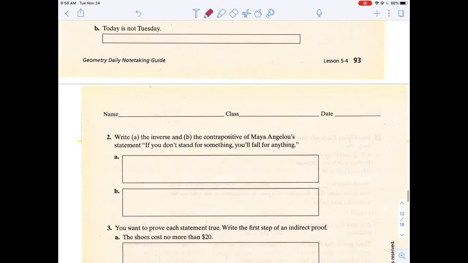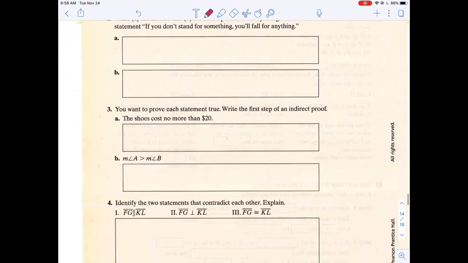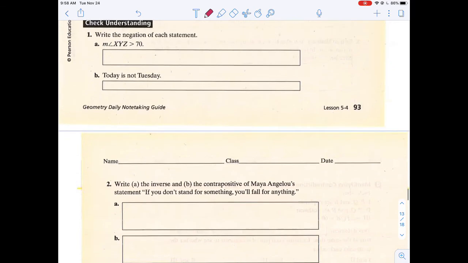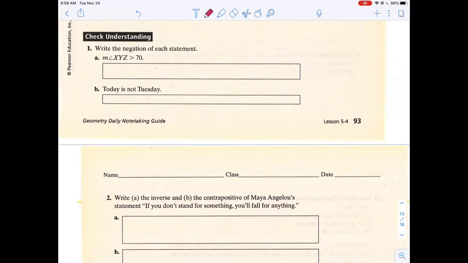Okay, what I need you to do next is do the check for understanding problems. There are 5 of them, and I will make a video going over how to do each. So go ahead right now and pause, do those problems, and then once you've tried them, watch the next video on how to do them so you can check.